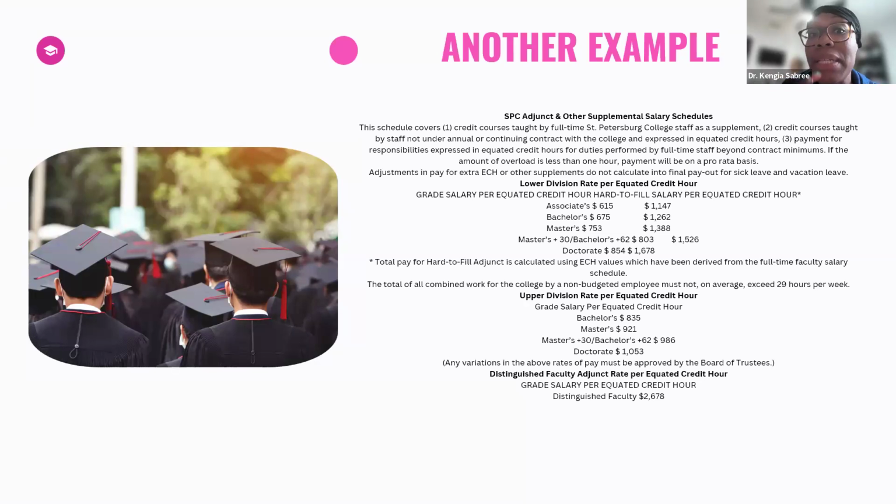So if a position or a department is having a tough time finding adjuncts, they might offer that hard to fill rate, and that hard to fill rate is almost double the compensation. You can see that as it's reflected for associate, bachelor's, and master's degree. And then for doctoral degree, it is like half. So per credit hour would be 854, and then a hard to fill would be 1678.